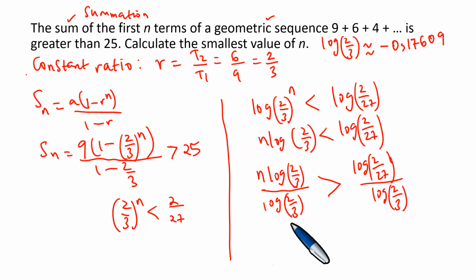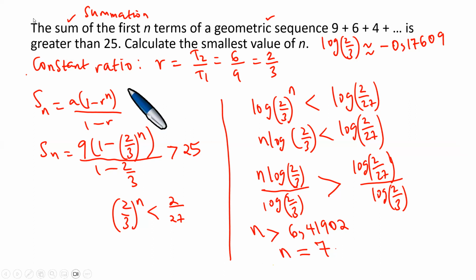So in mathematics, if you divide by a negative number, the inequality, if it's less than, it must change to greater than. So that we have that n is strictly bigger than, if you use a calculator, approximately 6,41902, which therefore means that we are looking for the smallest value of n. This n is the number of terms, so the number of terms obviously is a whole number. Which means that the smallest value of n is actually 7. Okay, so that is the answer. The answer is 7 terms.